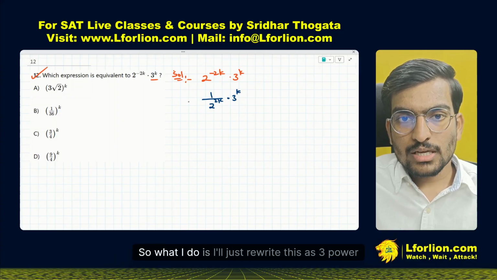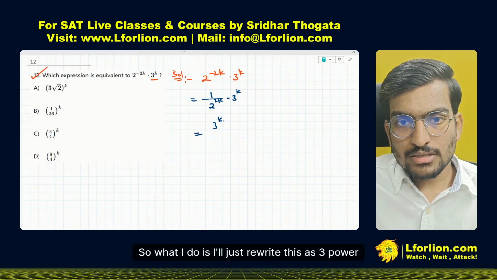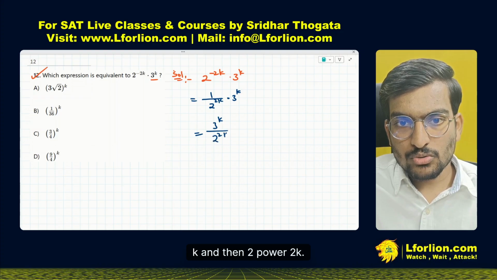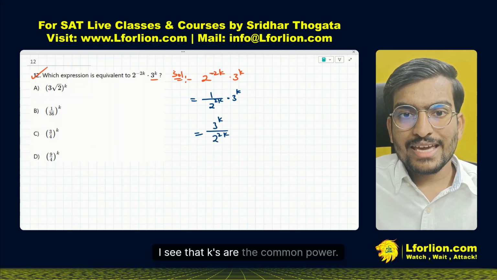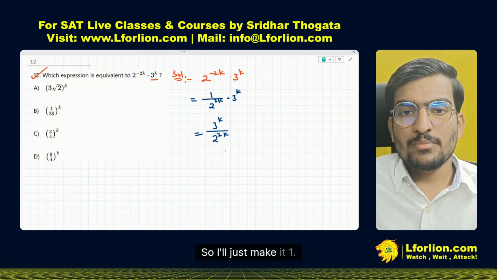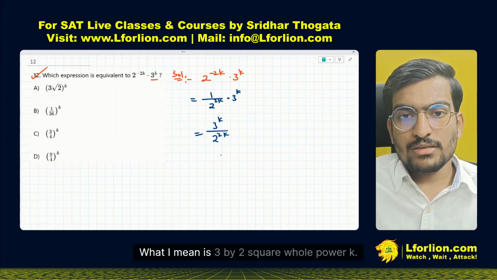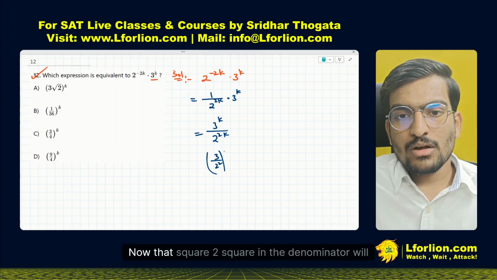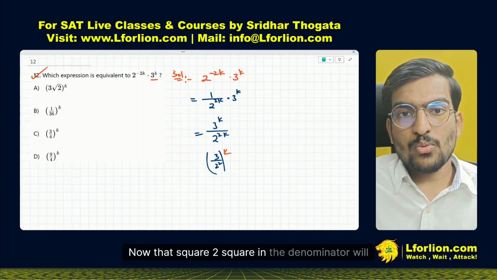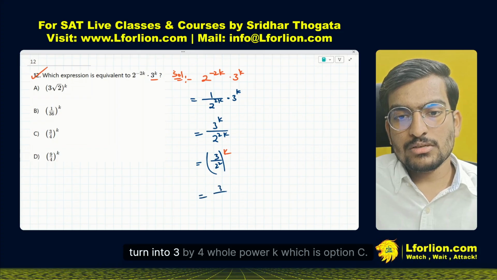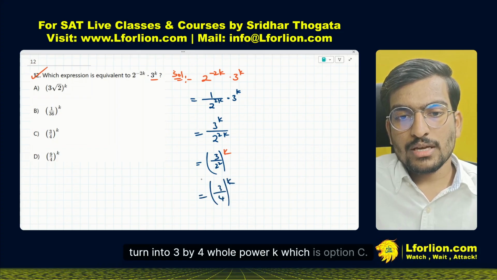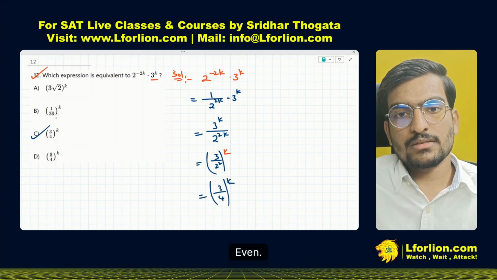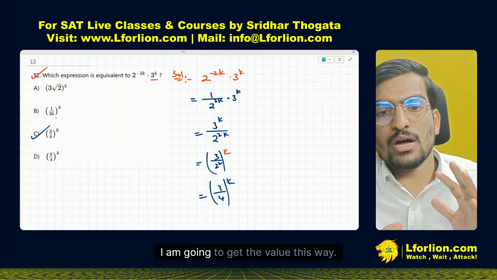So what I do is I rewrite this as 3 power k and then 2 power 2k. I see that k is the common power, so I'll make it one. What I mean is 3 by 2 square, whole power k. Now 2 square in the denominator turns into 3 by 4 whole power k, which is option C.